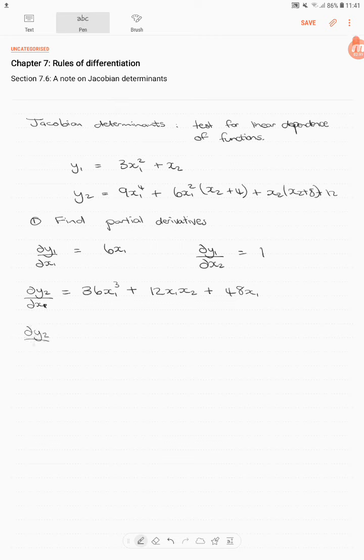The partial derivative dy2 of dx2, so we have x2 in this term and in this term, so it will be equal to 6x1 squared, these two products will be 2x2, and these two will be 8.